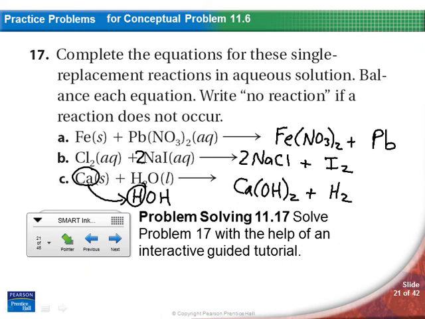So then I'm going to put a 2 right here. So it takes 2 water molecules to make this happen. And then it all works out. Okay?